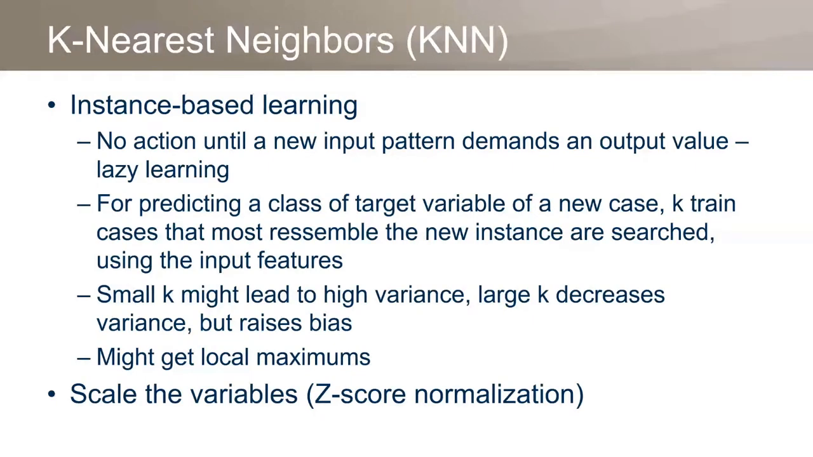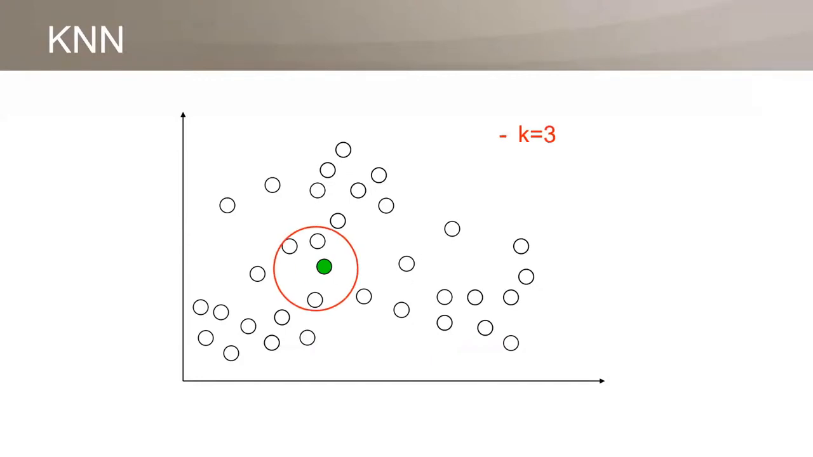So this green case is the new case. For k=3, I am averaging the target variable for these three closest cases. For a larger k, like 8, I can get better accuracy, but maybe then I can get more bias. Anyway, this is the point.